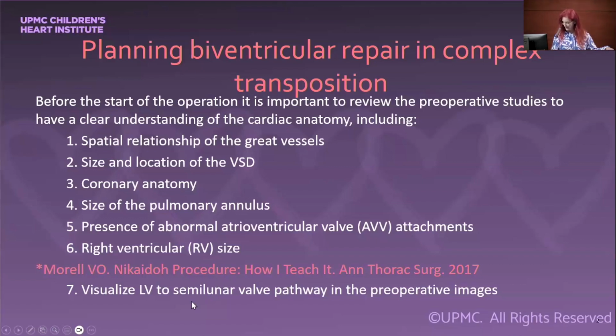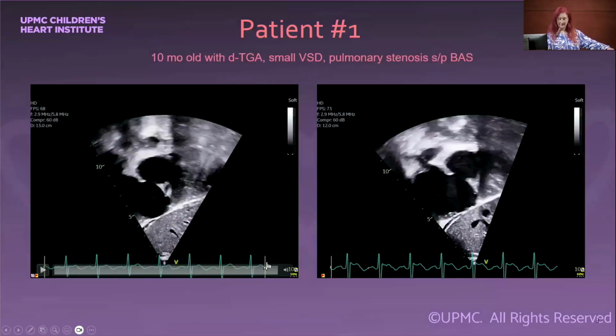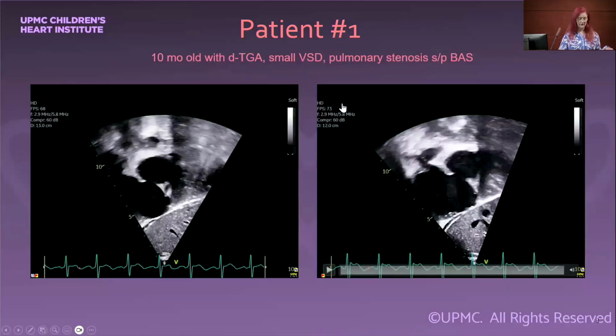So I'm going to review the anatomy of two complex transposition patients. The first one, I'm going to start with the subcostal sweeps to give a general overview of the anatomy. These were both referral patients, so I don't have any newborn images. This is a 10-month-old with DTGA, small VSD, pulmonary stenosis, status post a balloon atrial septostomy.